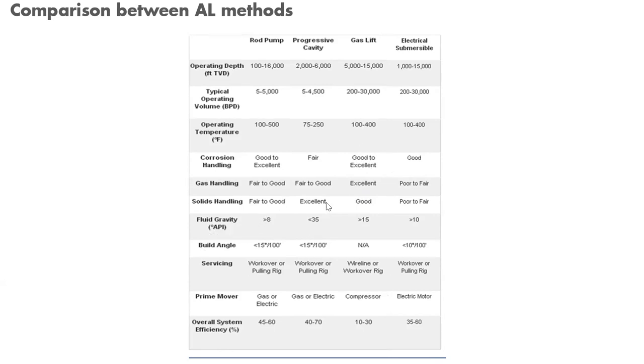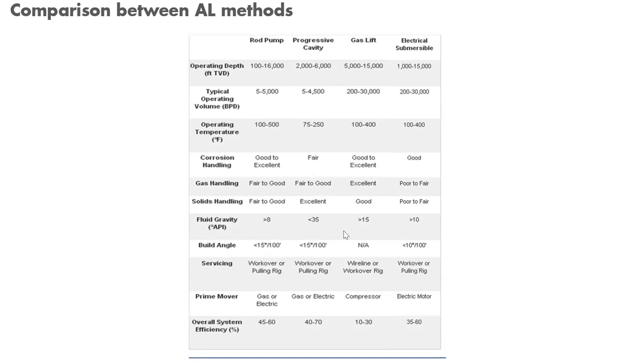Fluid gravity for the PCP, the main highlight is that whenever you have a high density fluid, you go to the PCP or progressive cavity pump. The rod pump can handle dense fluids also, but with a limitation of 8 API.